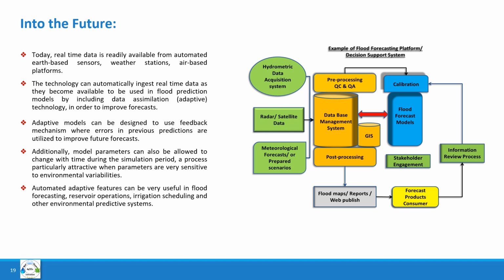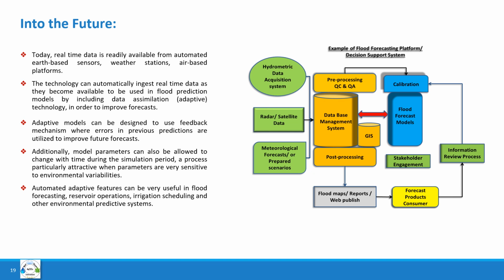Apart from the data assimilation capacity, adaptive models can be designed to use a feedback mechanism where errors in previous predictions are utilized to improve future forecasts. In addition, model parameters can also be allowed to change with time during the simulation period, a process particularly attractive when parameters are very sensitive to environmental variabilities. This way, uncertainties can be accounted for.